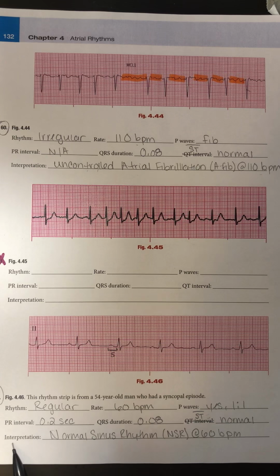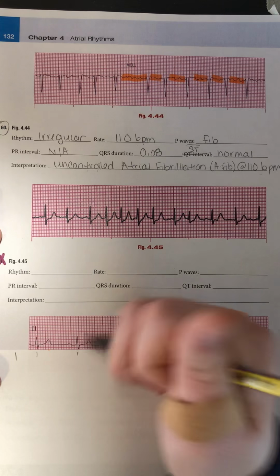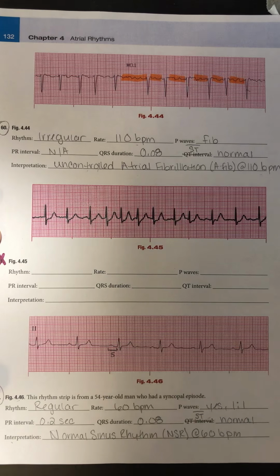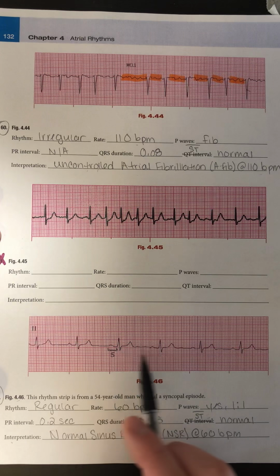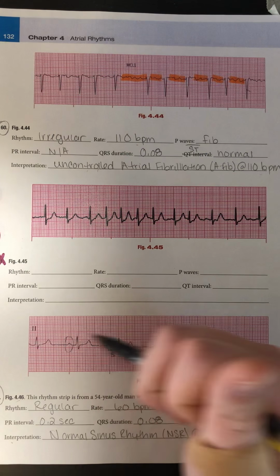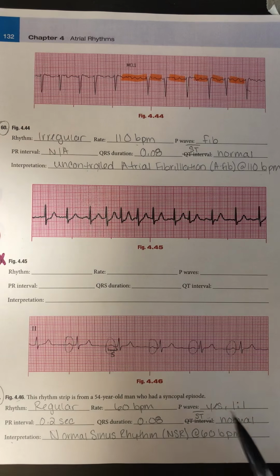Skipping down to number 62, or figure 4.46. Regular or irregular? This rhythm is regular. My rate, 1, 2, 3, 4, 5, 6 times 10 gives me 60 beats per minute. For P waves, yes, I do have P waves. They are all upright and they all look pretty much the same, so I have a 1:1 conduction ratio.